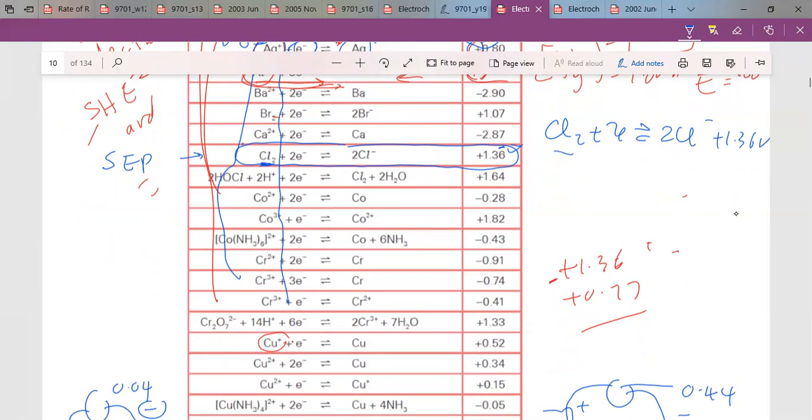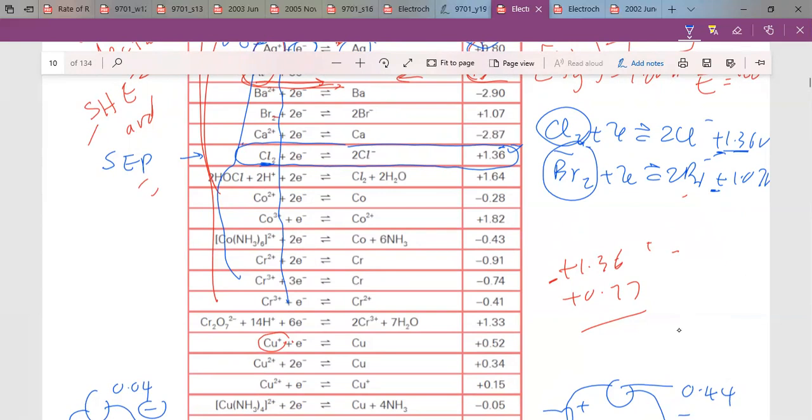Now bromine, Br2 plus two electrons go to two Br minus, is also positive, positive 1.07. Now you know from Form Five, chlorine is more powerful, right? Both are powerful, both can occur, positive. Now, positive means feasible, isn't it? So the magnitude 1.36 means that it's more powerful. The more positive it is, the more powerful the oxidation.